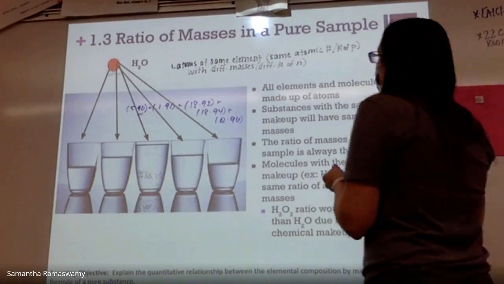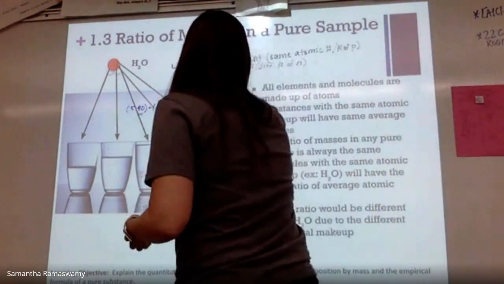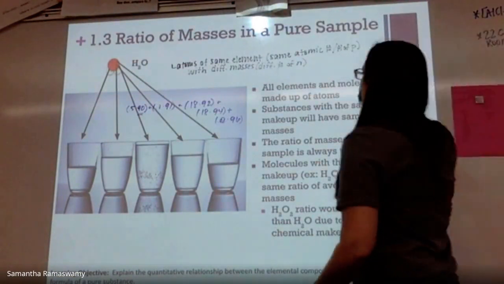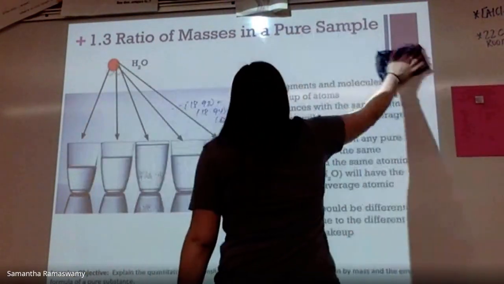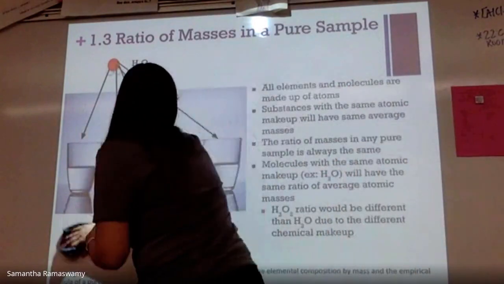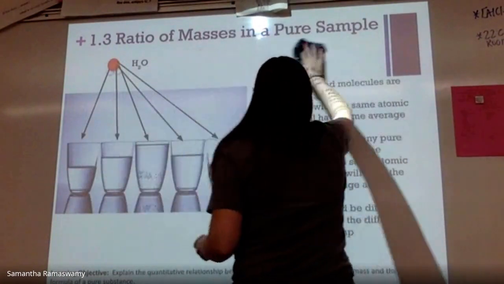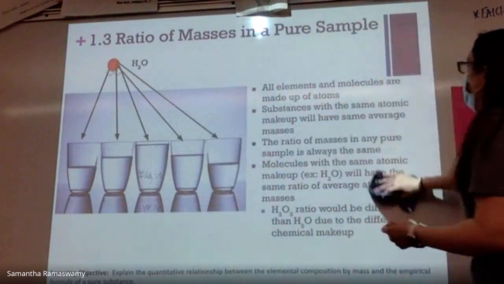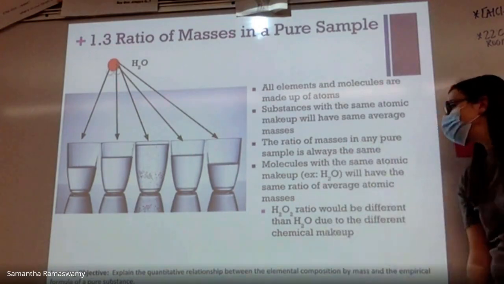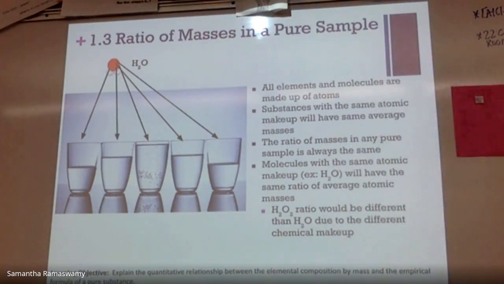So then topic 1.3, we start to look at the differences between pure substances and mixtures. Topic 1.3 is, to me, a little weird. Because basically topic 1.3 says everything is made up of atoms. The ratio in any pure substance is always the same. So water is always 2 H's and 1 O.